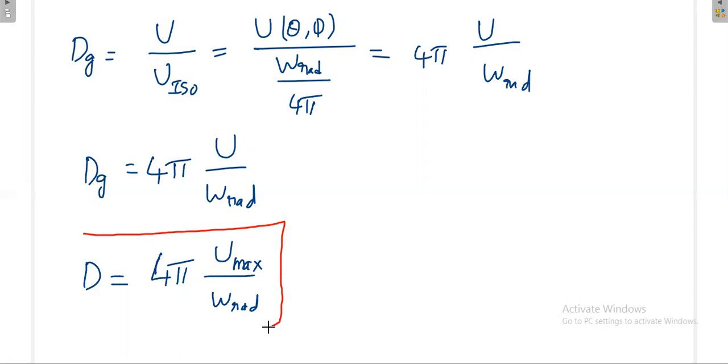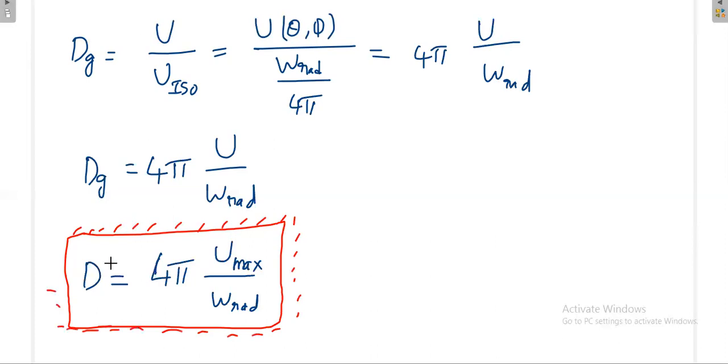Directivity, another formula. These are all definitions. U by U isotropic is the basic definition. But finally for antenna, you have to remember this equation: directivity is equal to 4 pi U max divided by W radiated. Then you know directivity means gain has no unit. Now you know the unit of U and the unit of W, so make sure that finally it has no unit.